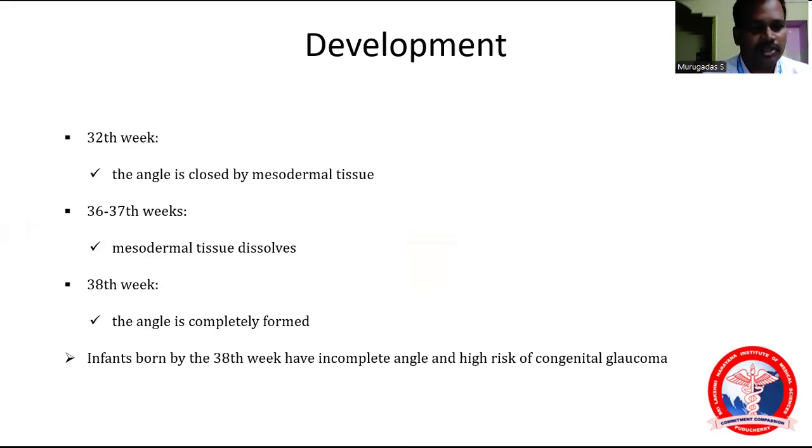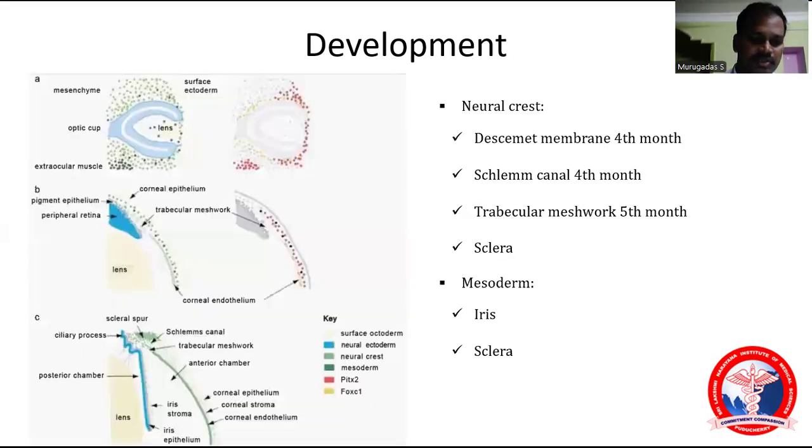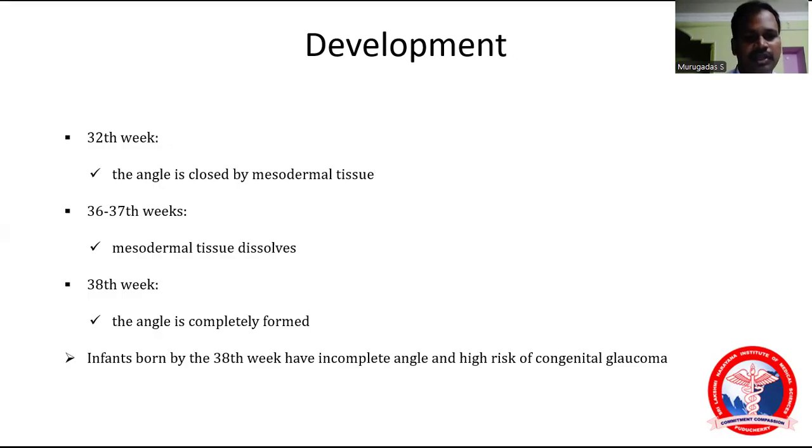Progressing to the 32nd week of gestation, the angle is closed by the mesodermal tissues, as we saw in the previous picture. You can see here the mesodermal tissues are occluding the angle of the anterior chamber. With 36 to 37 weeks of gestation, the mesodermal tissue starts dissolving and it ends by 38 weeks, when the angle is completely formed.